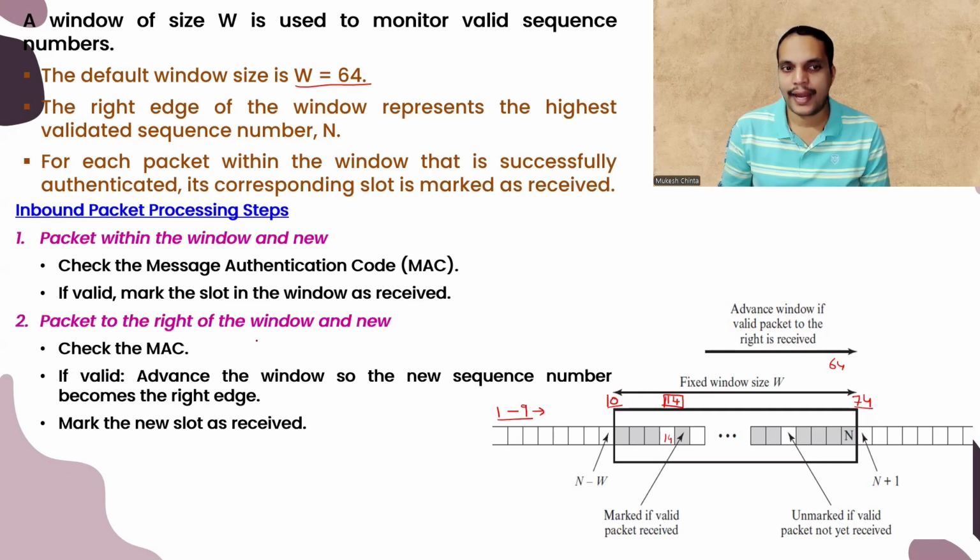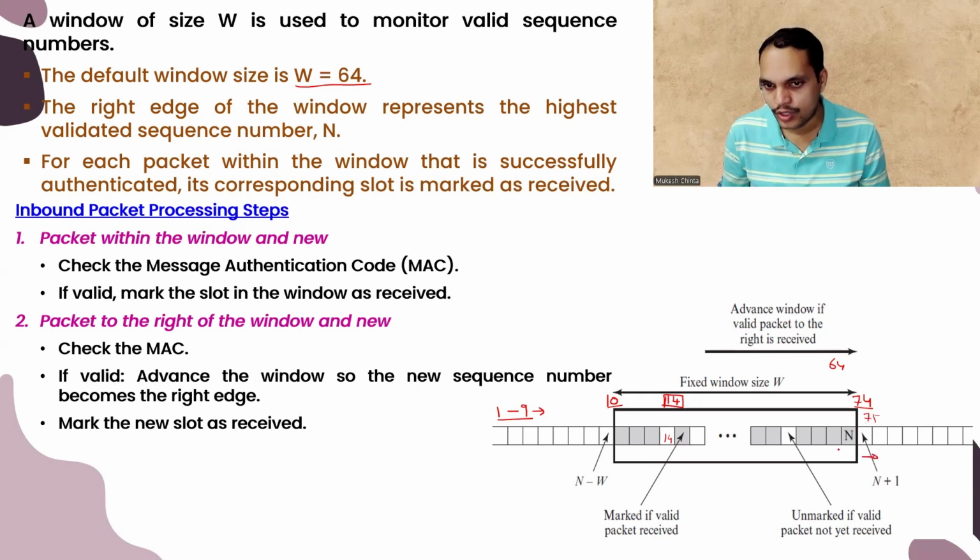If the arrived packet is to the right of the window and new, check the MAC. Let us say a new packet has arrived which is to the right of the window. Once again I check the MAC, it is okay, it is good. Then advance the window, so the new sequence number becomes the right edge. That means if I have received something called 75, I can slide this window, because 10 is done, 11 is done. Now we move this edge towards this side and this window moves towards this side.